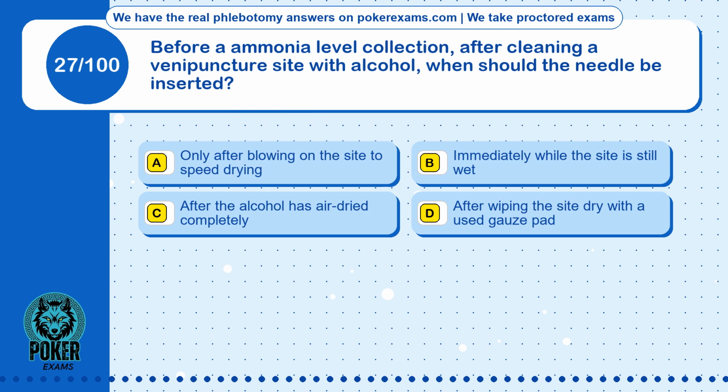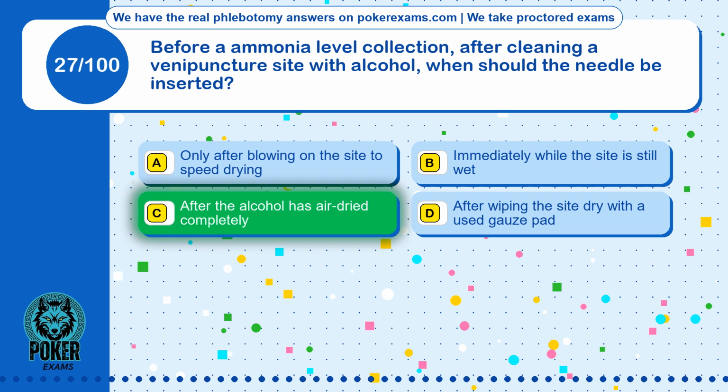Question 27. Before an ammonia level collection, after cleaning a venipuncture site with alcohol, when should the needle be inserted? Option A. Only after blowing on the site to speed drying. Option B. Immediately while the site is still wet. Option C. After the alcohol has air dried completely. Option D. After wiping the site dry with a used gauze pad.